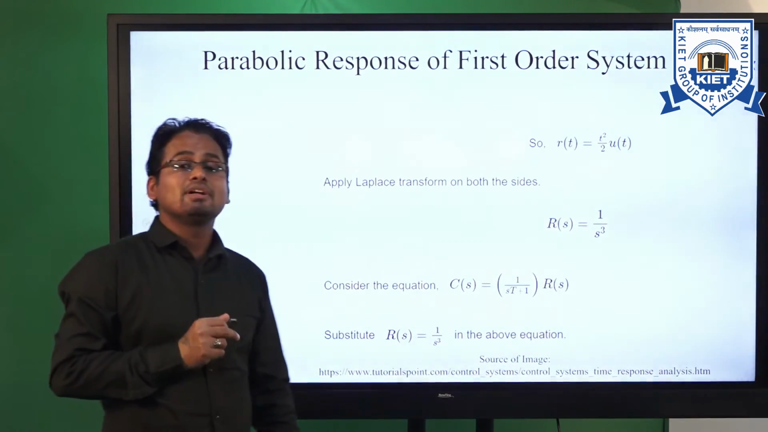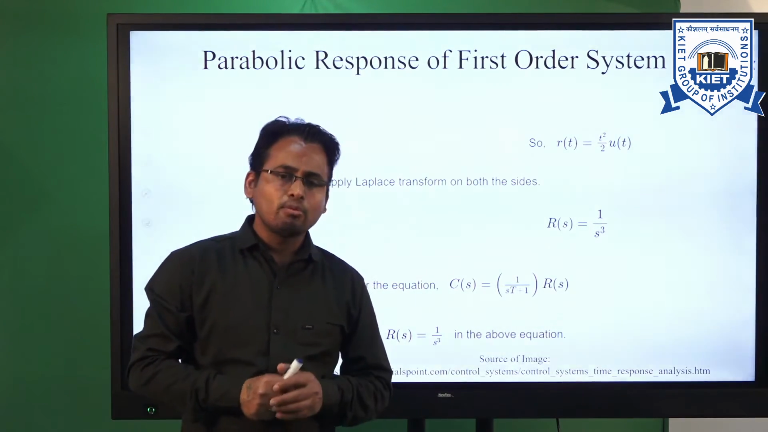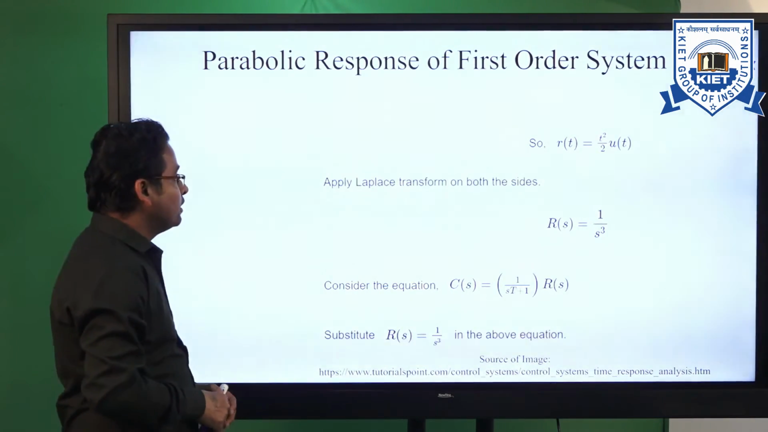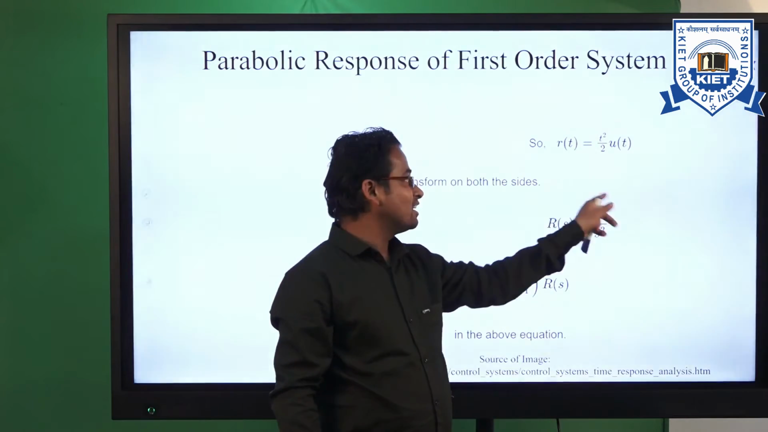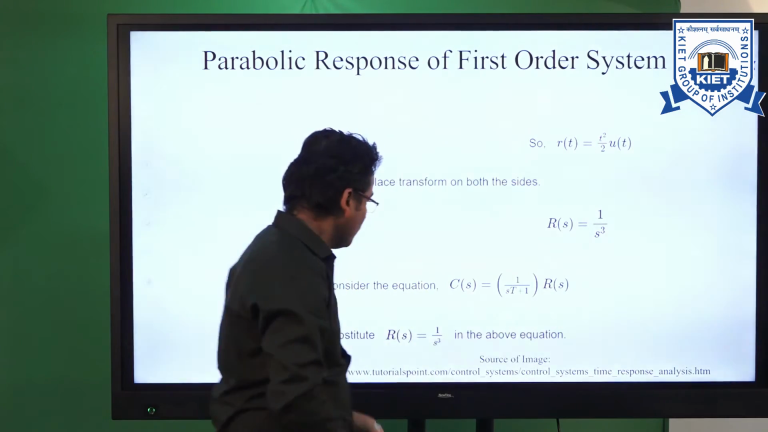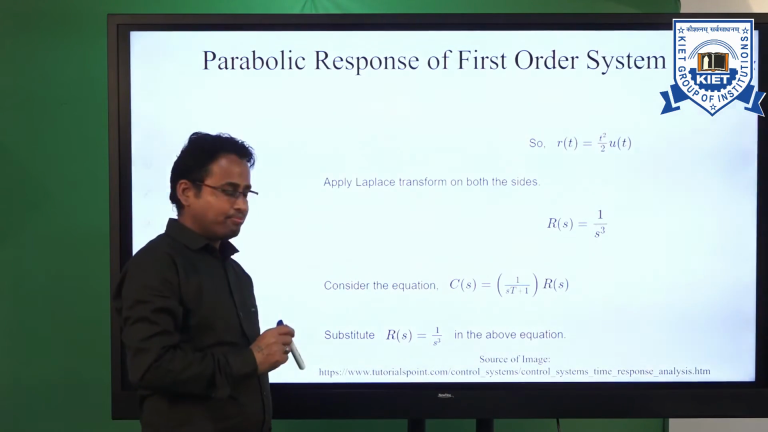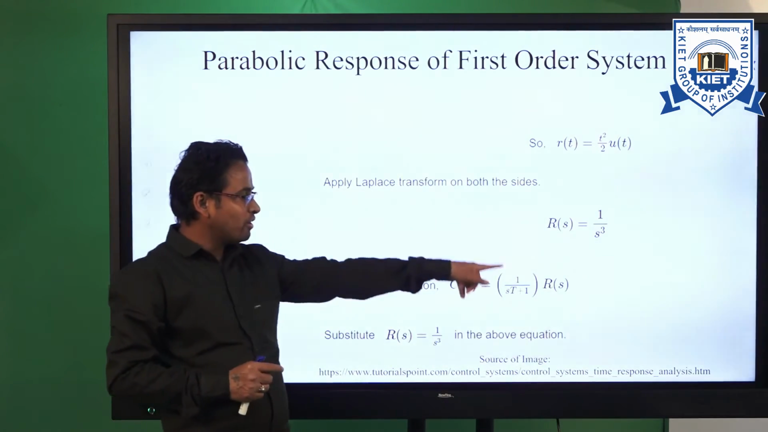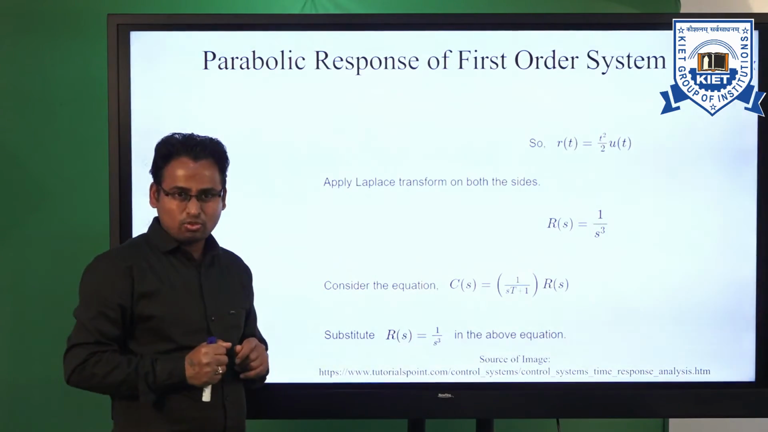Next one is the parabolic response. Suppose we have a parabolic input signal and it is subjected to the control system. Here the input signal is t square by 2 into u(t), acting as a parabolic input. Take the Laplace of this one. It becomes 1 by s cube. Now again consider this primary equation for first order, 1 upon sT plus 1 into R(s). Apply the value of R(s) here, again do the partial fraction and take the inverse Laplace transform.